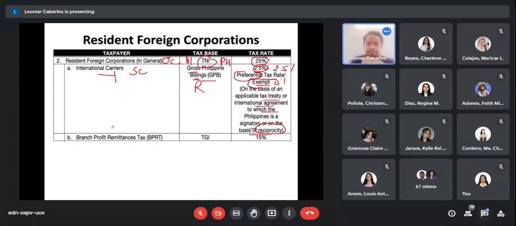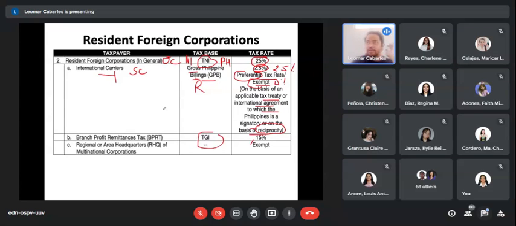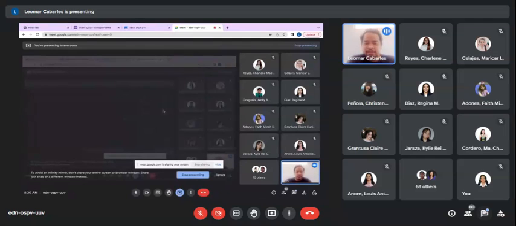Okay, so pag mga branch, merong branch profit remittance taxes, parang tax on dividends too. So, gross income ang basis, 15%. Ito yung pag ang foreign corp binalik niya na sa abroad yung kanyang earnings. So, sabi ng Pilipinas, bago mo ilabas yan sa Pilipinas, lalo na kung dollar yan or foreign currency, we will take a share muna in the form of taxation through branch profit remittance taxes.